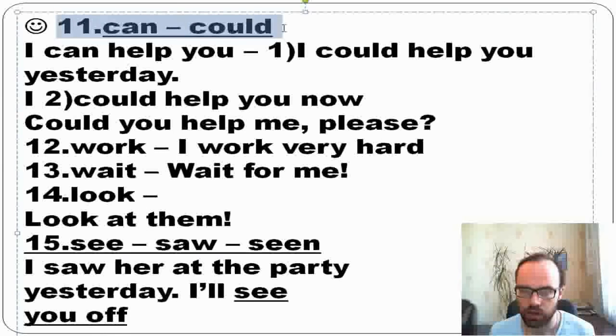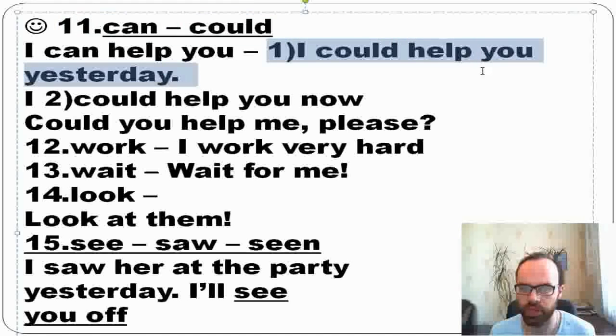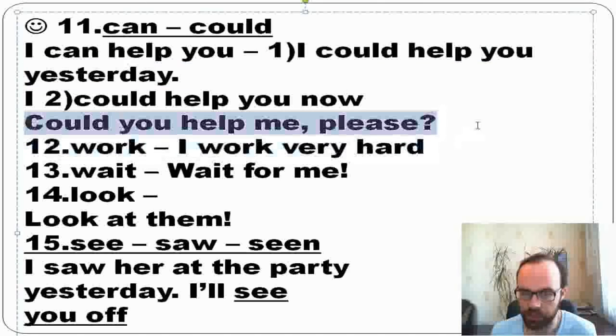Can, could. I can help you. I could help you yesterday. I could help you now. So you know that we use can for present: I can help you. If you want to say it in the past, you use could: I could help you yesterday. But this verb can has one more meaning. I could help you now. It means that I can help you, and really, it sounds more polite. Actually, it means can, but sounds more polite. Could you help me, please? You can also ask, can you help me, please? But this question sounds more polite. It's really very polite. Could you help me, please?